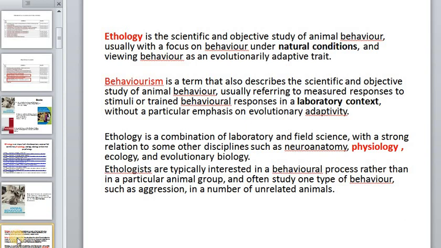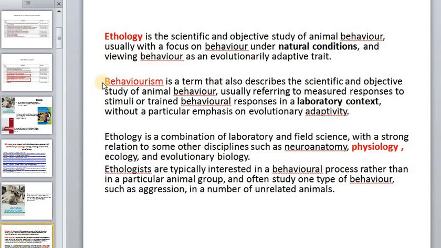What is ethology? It is the scientific and objective study of animal behavior, usually with a focus on behavior under natural conditions, and behavior as an evolutionary adaptive trait.